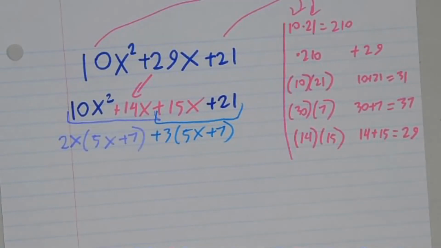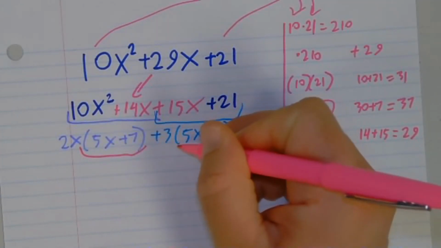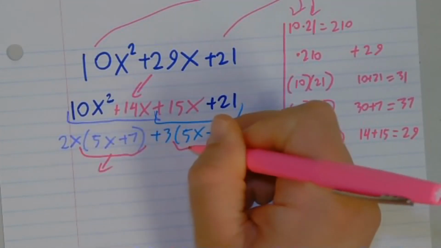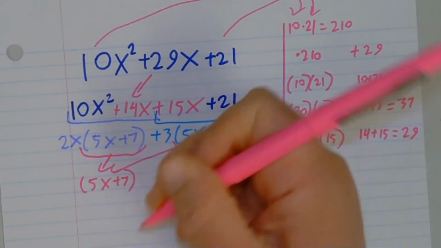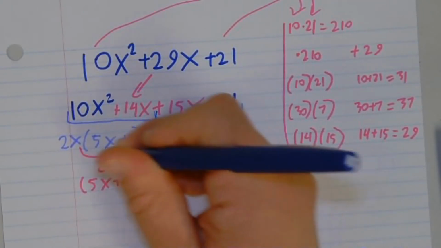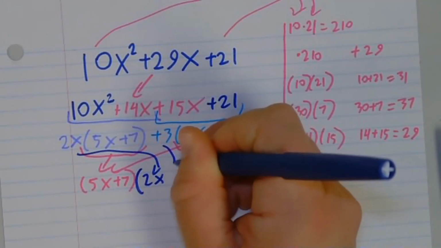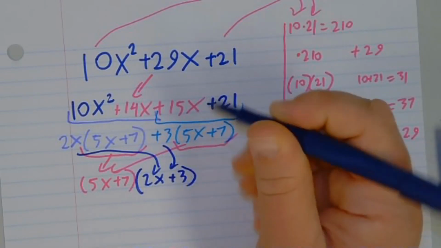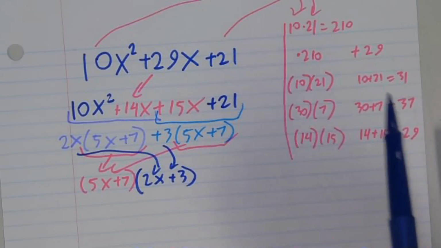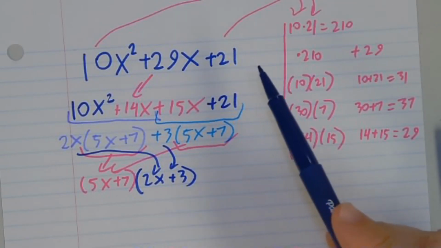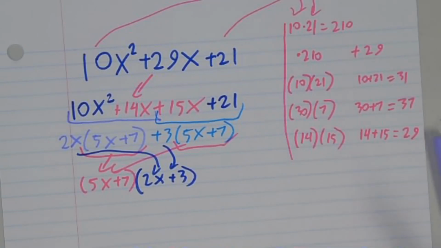So now I get 5x plus 7 times 2x plus 3. So this is a situation where even after I'm done factoring, I have leading coefficients in front of each of the x's in my factors. And that's why this one got so big so fast. So those are just some examples of factoring trinomials with a leading coefficient other than 1.